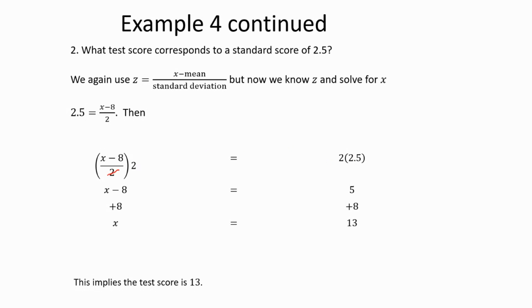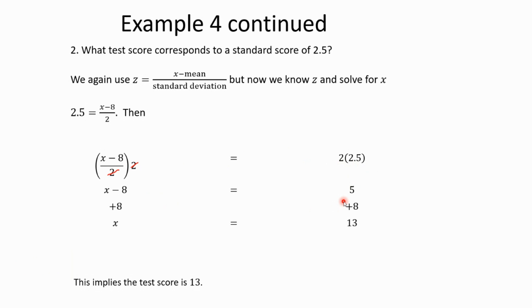When you do that, these 2's are going to cancel. We get x minus 8. On the right-hand side, we have 2 times 2.5. I know 2 is on the left side here, but again, you can multiply in any order you want. So it really doesn't matter which side it's on. But 2 times 2.5 is 5. So we have x minus 8 equals 5.